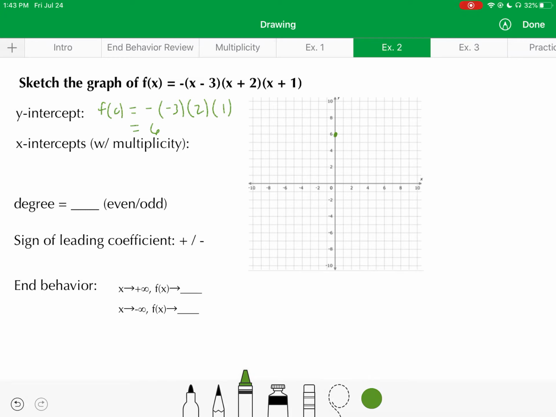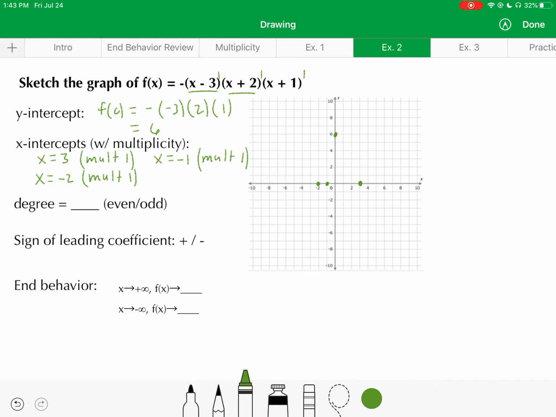X-intercepts are going to come off of your factors. So the first x-intercept will be 3 off of this factor. It has a multiplicity of 1. Next intercept would be x equals -2 off of this factor. It also has a multiplicity of 1, right? Because these powers on the factors are 1. And then let's plot that. And then my last x-intercept will be -1, also with a multiplicity of 1.